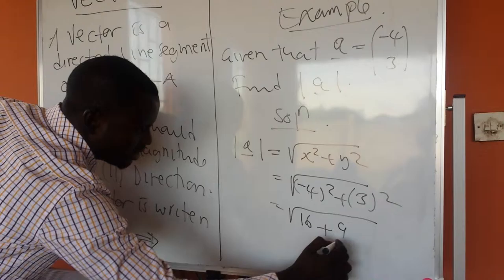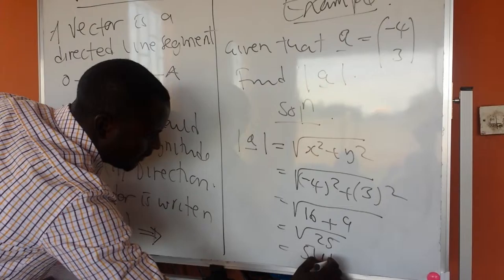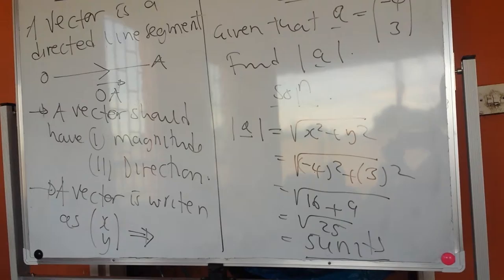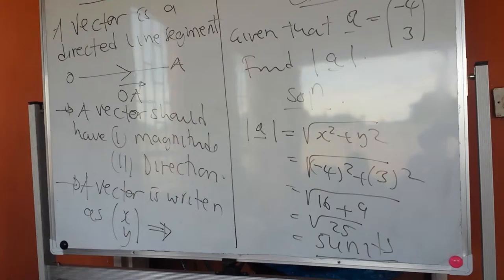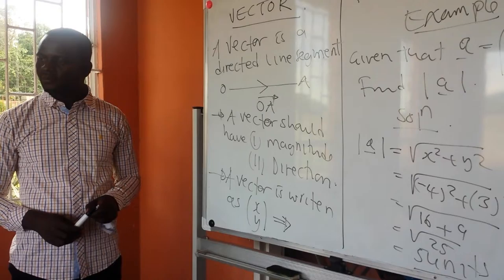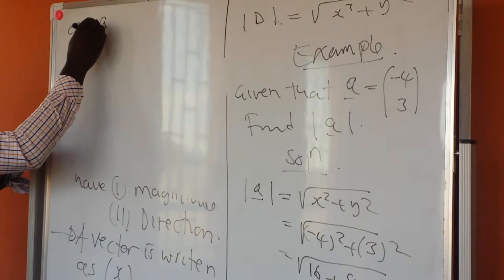So this implies that negative 4 squared means negative 4 times negative 4, which is 16. 3 squared means 3 times 3, which is 9. So 25. Square root of 25, you say 5. Always just say units. If you want, you can just say 5, they will mark you, but you can also say 5 units. So that is the magnitude of that vector. So given the vector, you can come up with the magnitude. Clear? Have you understood?